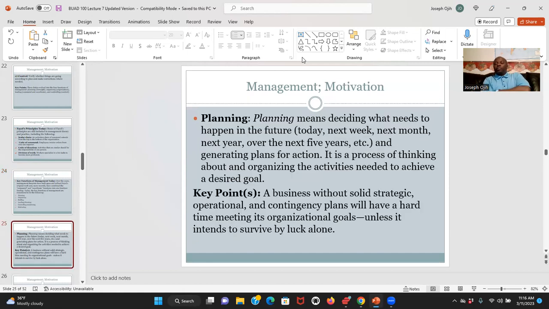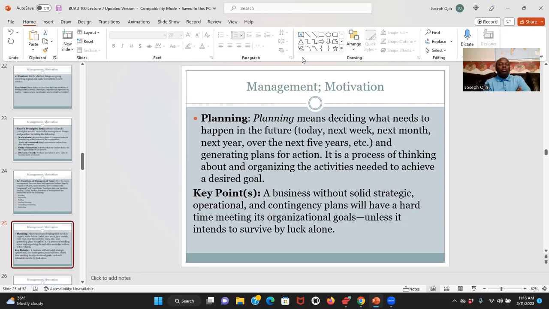Let's start with planning. When we plan, it means that we are deciding what needs to be done at a particular point in time. So planning means deciding what needs to be done in the future. The future can be today, the future can be next week, and so on. It's also a process of thinking about and organizing the activities that the company needs to achieve its goals. So businesses need to have a plan.